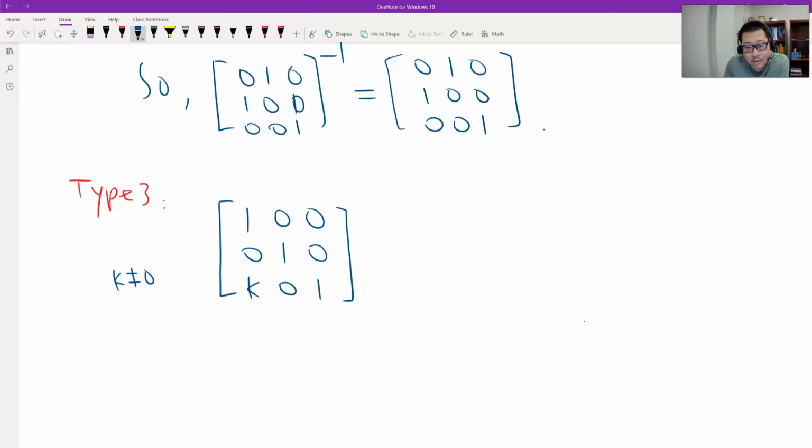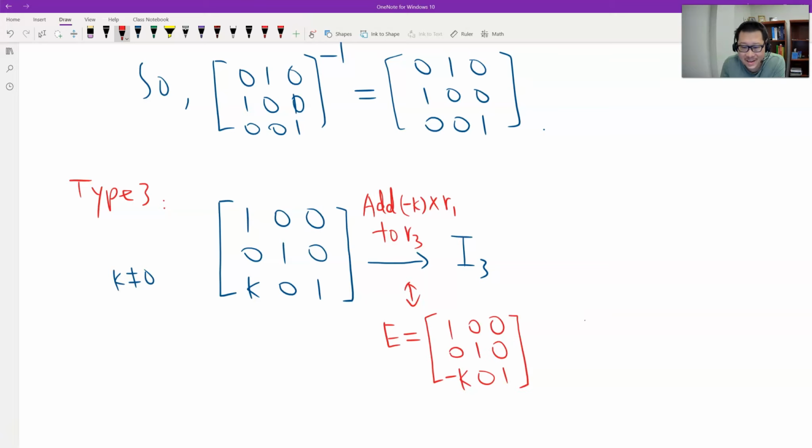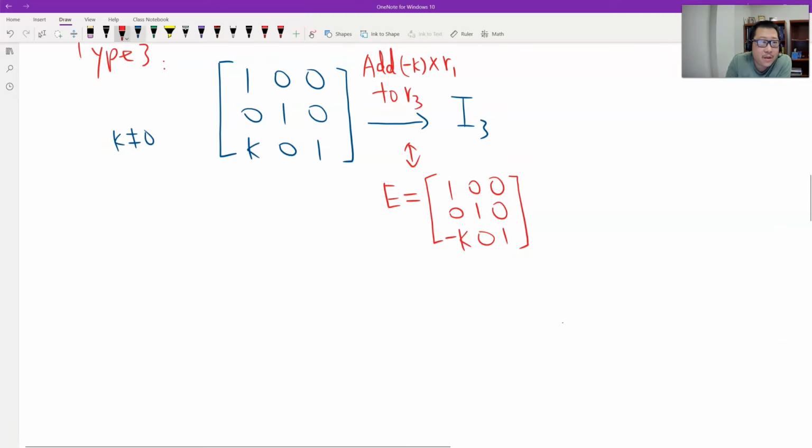The same: let's do the row operation. How do we get the identity I, 3 by 3? The row operation should still be the third type. We can multiply the first row by negative k this time and add it to the third row. Let me write. Therefore, you can get the identity. Now I use the previous theorem to write it as matrix multiplication. The corresponding elementary matrix is this, with negative k.